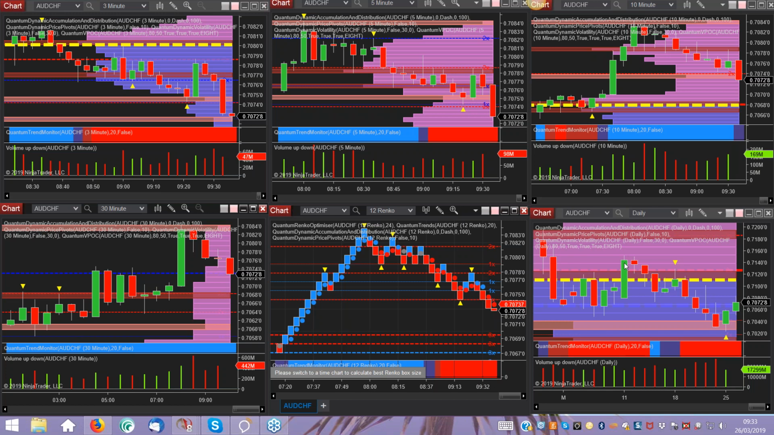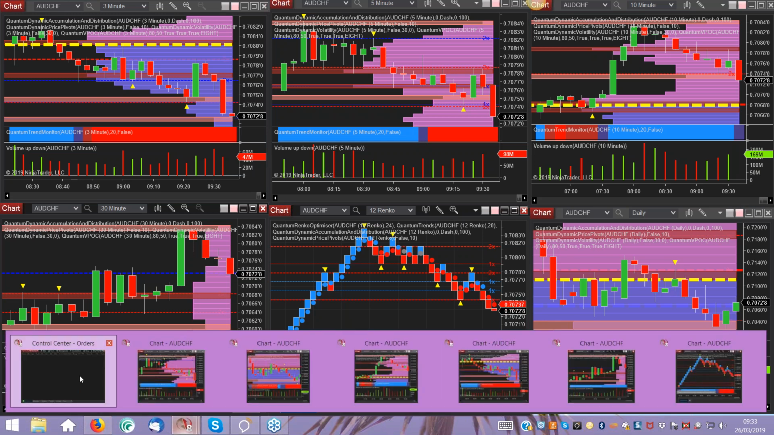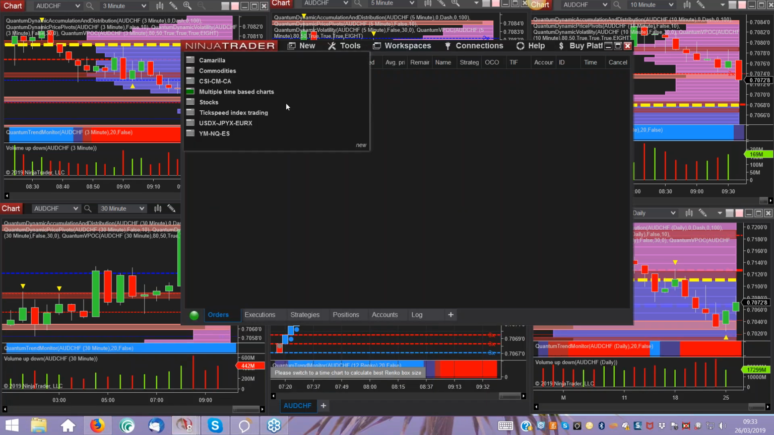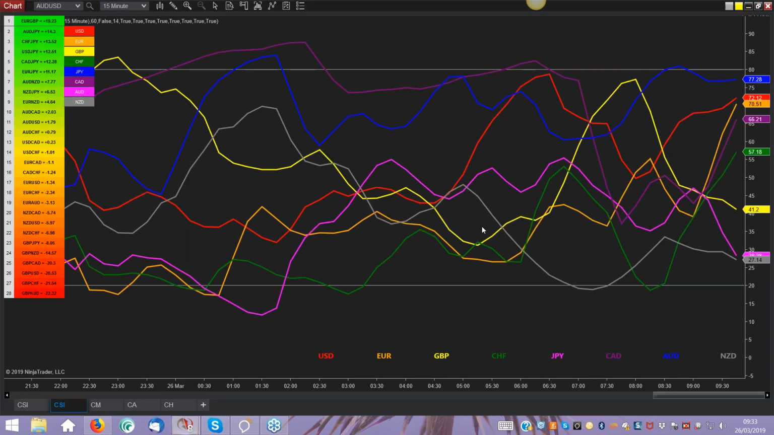Brilliant. Thanks, Michael. Okay, very quickly, I just wanted to show you this. This is what I was referring to earlier on, which is the Aussie Swiss. I've got the 3-minute, 5-minute, 10-minute across the top, and 30. Got the Renko in the middle, and over onto the daily down the bottom. And really, just to highlight what I was saying about this, if we just head over to the CSIs, which I've got over here. There we go.